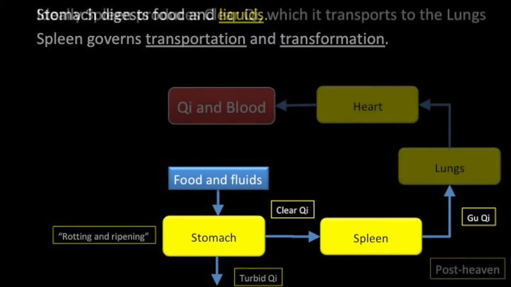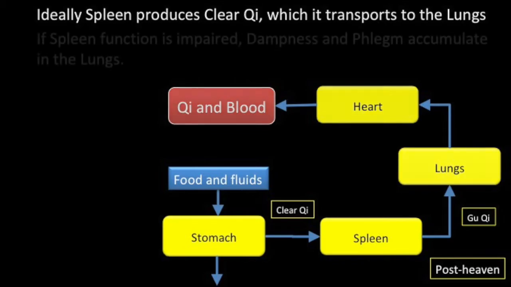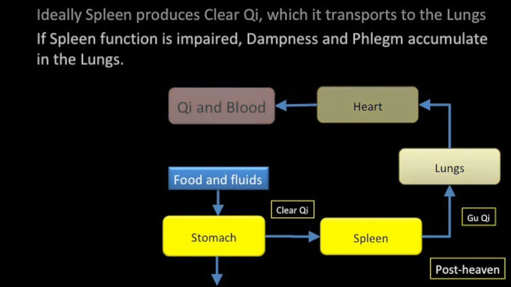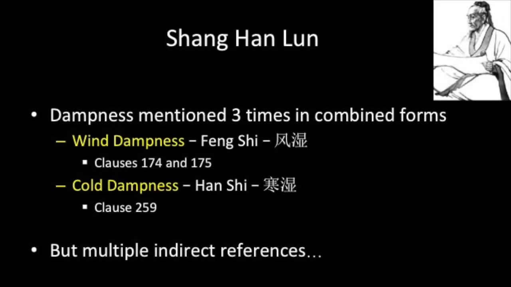The spleen is responsible for the transportation and transformation of both food and liquids. According to TCM, the products of the spleen pass through the lungs and onto the heart. If spleen functionality is impaired, dampness begins to establish itself in the body, and the lungs become a point of accumulation of both dampness and phlegm. Thus, most treatment of dampness and phlegm focuses on the spleen, whose impaired functionality is seen as the source of the problem.